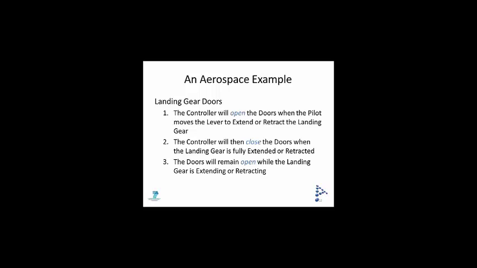And here, we can almost see formal properties arising. The doors will remain open while the landing gear is extending or retracting. So already at a very high level, you're starting to think about the properties that you want to describe about the system. You want to be able to prove those at the high level, but then retain these properties right through the system.